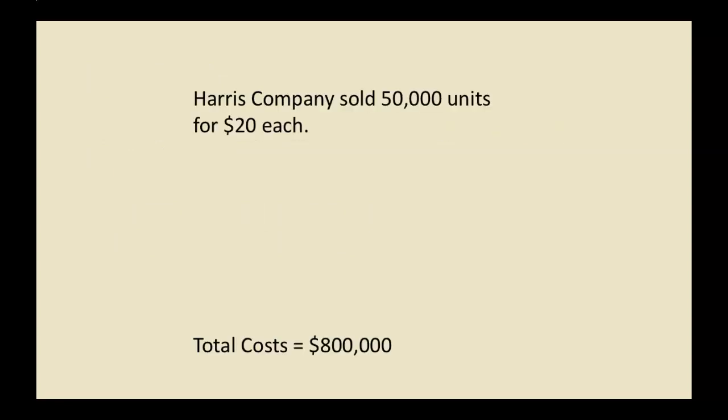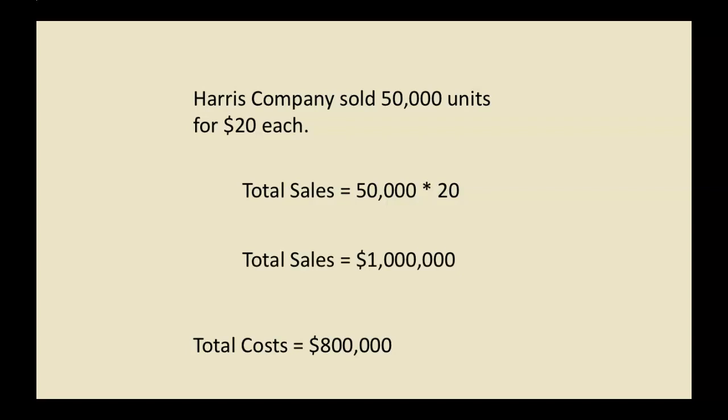So, first, our margin of safety in dollars. We need to figure out our total sales. So our total sales will be the number of units that you sell times your unit selling price. So we sold 50,000 units, and we sold each of those for $20. So 50,000 times 20 gives us a total sales amount of $1 million.